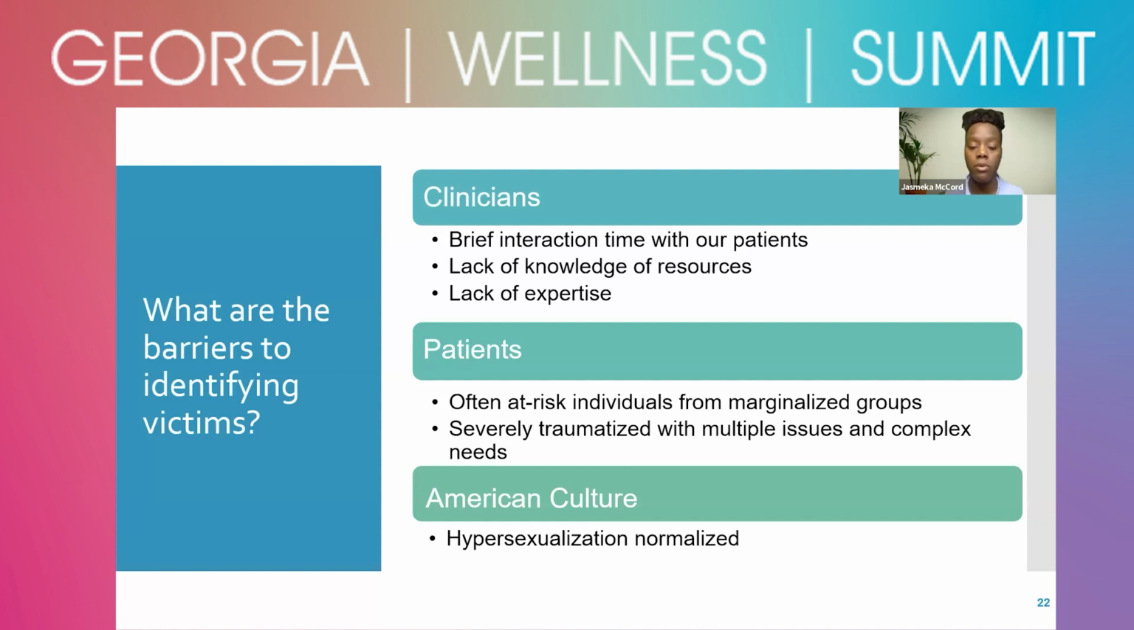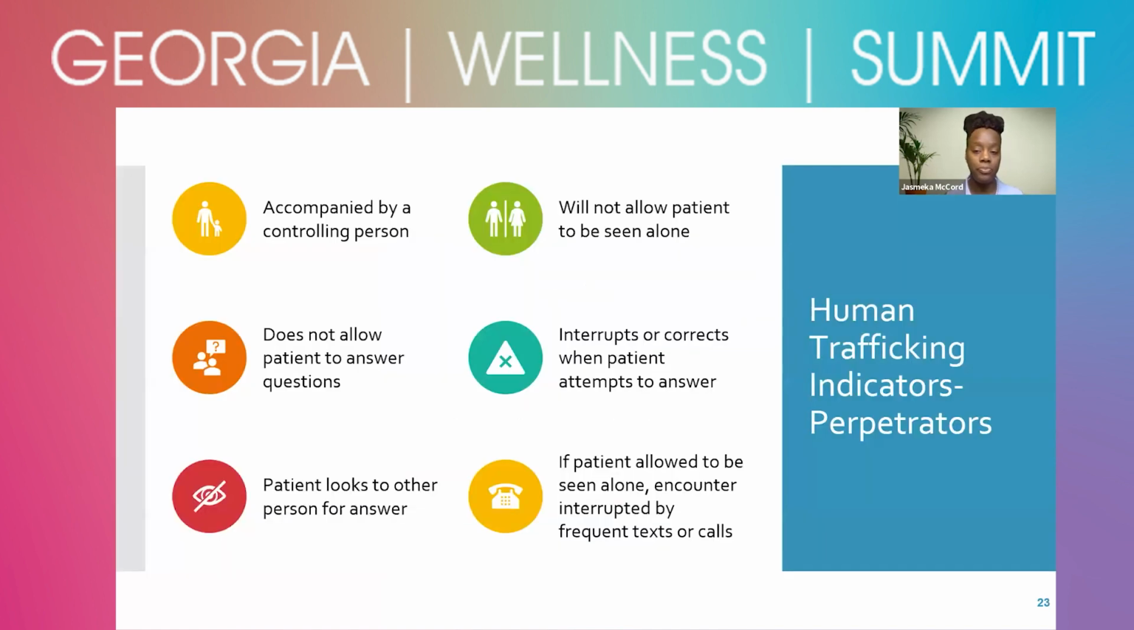Now, from a patient standpoint, obviously the patient coming in knows that they're in a situation that is hard to get out of, but these at-risk individuals are from marginalized groups. They're severely traumatized. They have multiple issues, complex needs. And again, we talked about the threats that they have to endure that may prevent them from disclosing their status as a victim. And then American culture is hypersexualized. You may come in and see, and we're going to talk about the specific signs that you look for, but maybe as a provider, you may not think what you see in front of you is questionable because it has been so normalized in society.